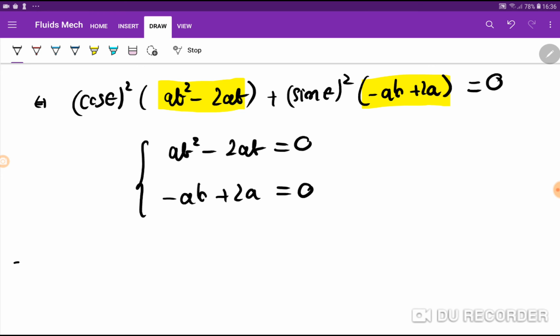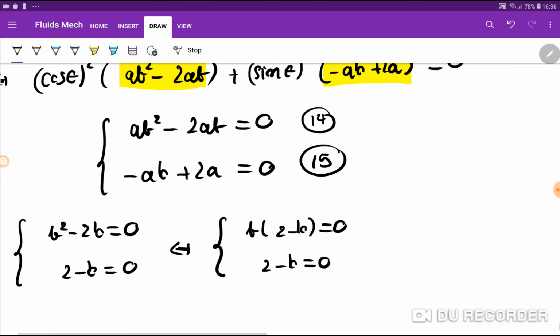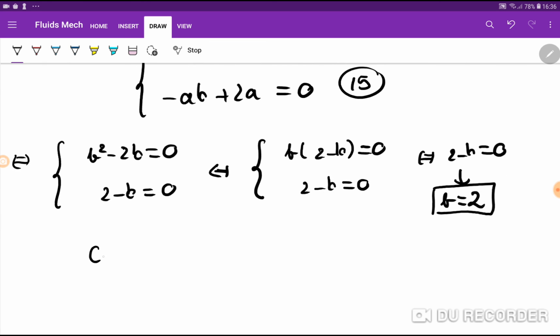We know that a cannot be 0. So we divide both sides of equation 14 and equation 15 by a. So we have b squared minus 2b equals 0. And then we have 2 minus b equals 0. Okay. So what will we have? So b times 2 minus b equals 0. 2 minus b equals 0. In order to satisfy both of these, 2 minus b has to be 0. So b equals 2. So we have c equals 0, b equals 2.